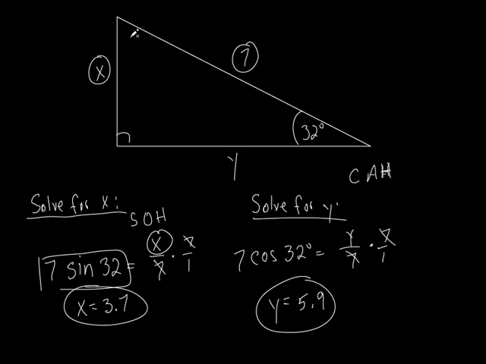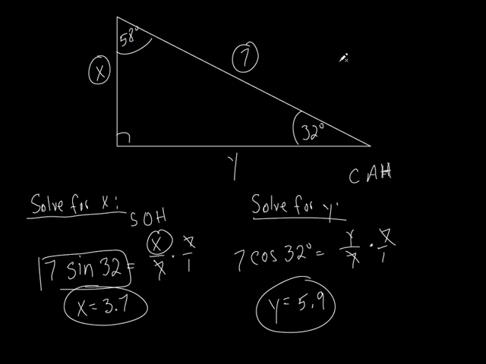If you wanted to, you could find this angle up here. How would I find it? Not 32 minus; it's 90 minus 32. It wouldn't be 90 plus 32 because that would be bigger than 90. 90 minus 32 is 58, so that would be 58 degrees.